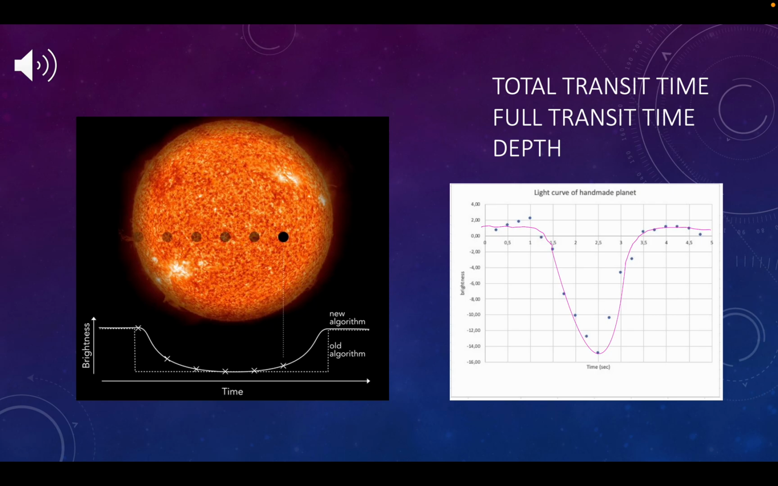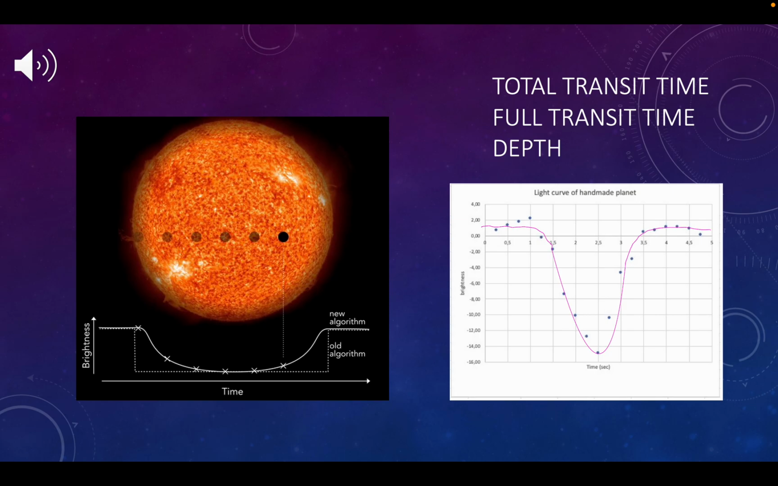Now, the total transit time, as you can assume with these previous explanations, is the time that separates T1 and T4, while the full transit time is the one between T2 and T3. Essentially, these two values can be obtained from the light curve as the star's brightness decreases when the planet does its transition.